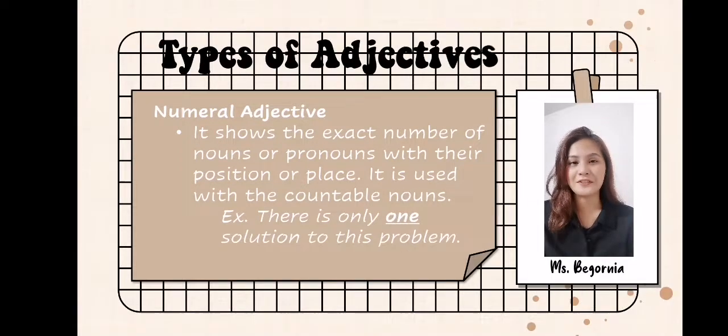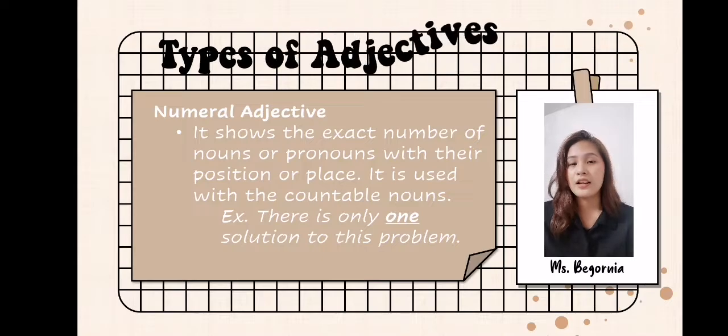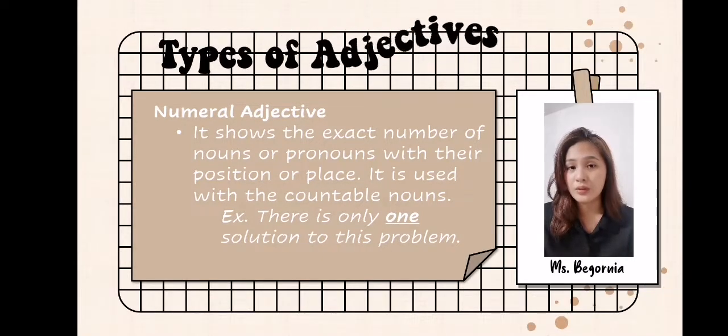Numeral adjective shows the exact number of a noun or a pronoun with their position or place. It is also used with countable nouns. When we say countable nouns, we can easily identify or count a number. And a numeral adjective also describes a noun's quantity.